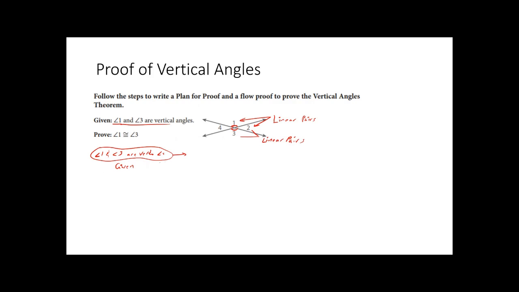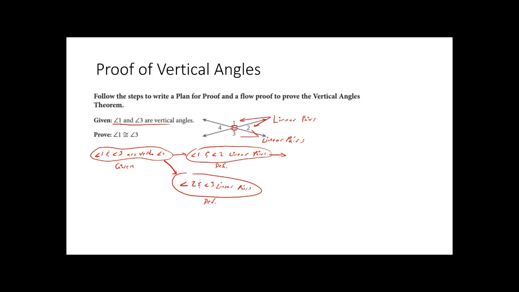So let's do this. I'm going to break away here. I'm going to address angle 1 and angle 2 being linear pairs. And that's basically just because of the diagram itself, or by the definition of linear pairs. And I'm going to say the same thing about angle 2 and angle 3. Okay, angle 2 and angle 3 are also linear pairs. And then again, that was the definition of linear pairs.